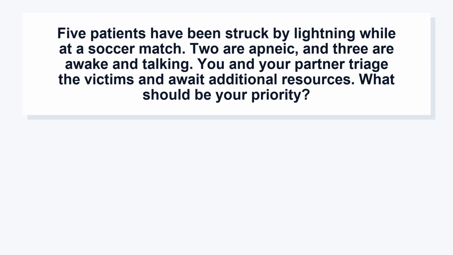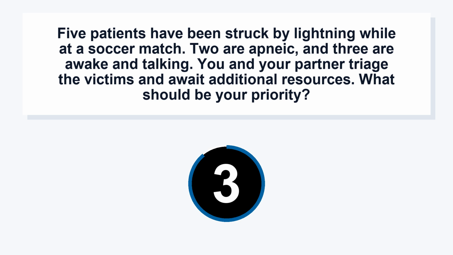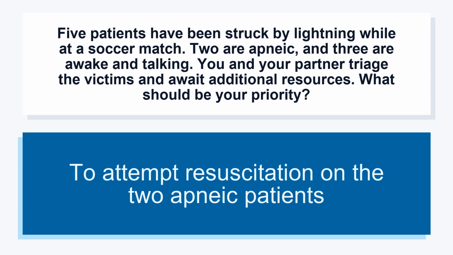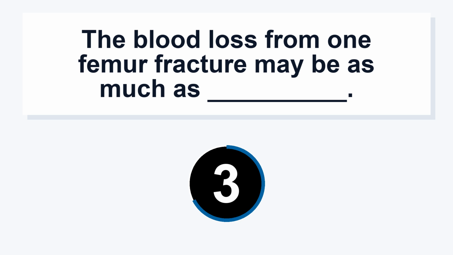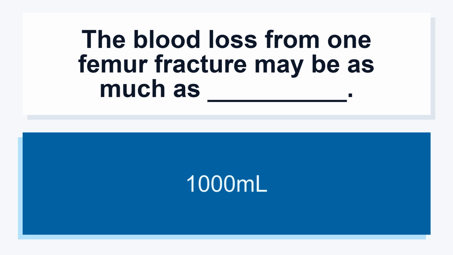5 patients have been struck by lightning while at a soccer match. 2 are apneic, and 3 are awake and talking. You and your partner triage the victims and await additional resources. What should be your priority? To attempt resuscitation on the 2 apneic patients. The blood loss from one femur fracture may be as much as blank. 1000 ml.